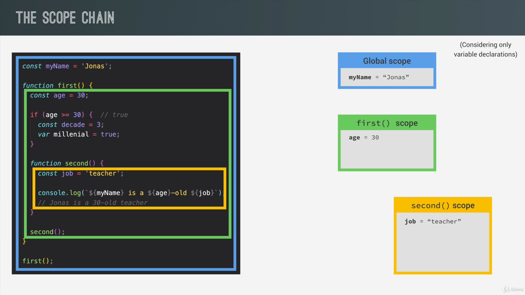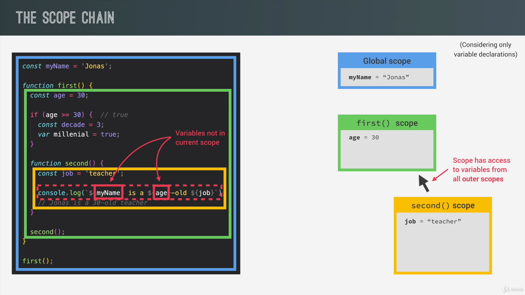But now comes the actually interesting part, because here in the second function, we have this line of code where we need the myName variable and the age variable, which were both not declared inside the current scope. But we really need these variables here, because otherwise we can't create this string here, right? So how can this be fixed? How will the JavaScript engine know the values of these variables? Well, the secret is that every scope always has access to all the variables from all its outer scopes, so from all its parent scopes.